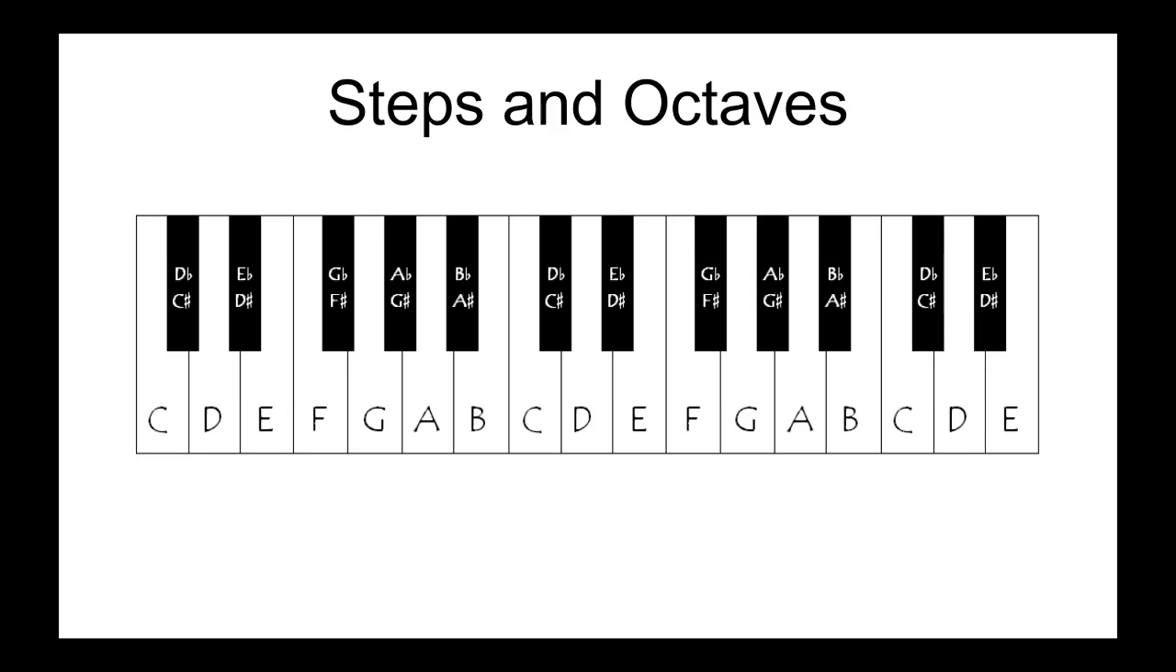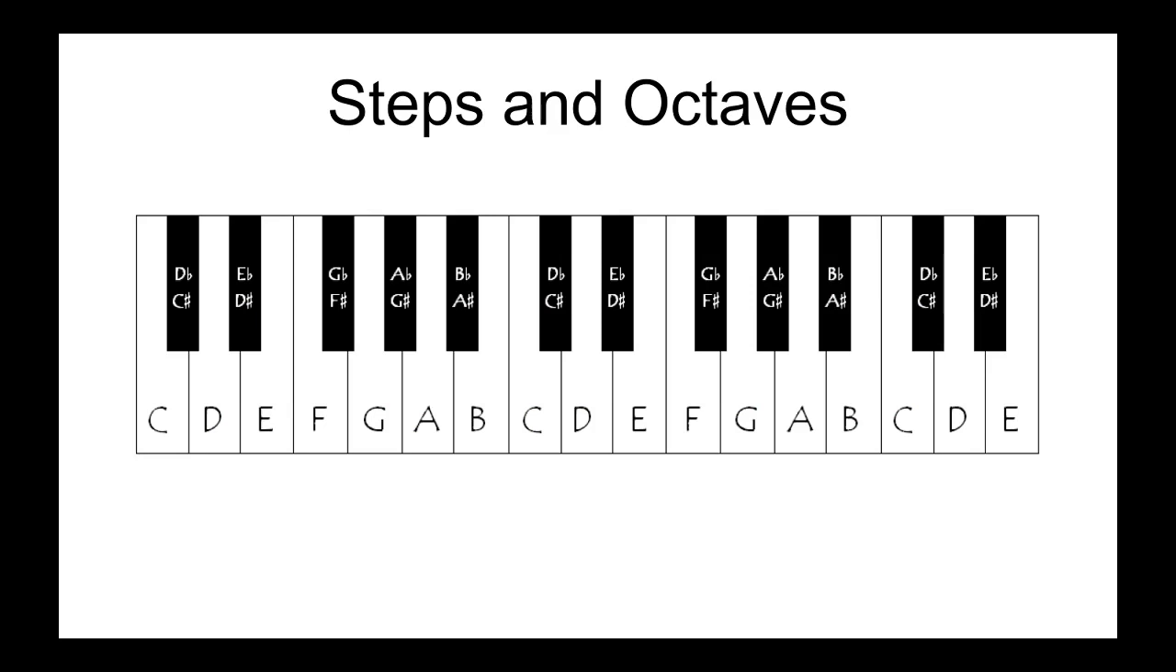There are two kinds of steps, half steps and whole steps. A half step is the closest distance between two notes, for example E to F or A to B flat. It is the immediate closest note. A whole step is two half steps big. An example of a whole step would be D to E or B to C sharp.